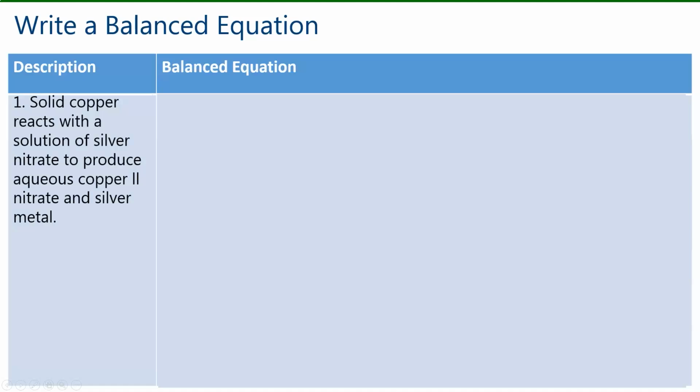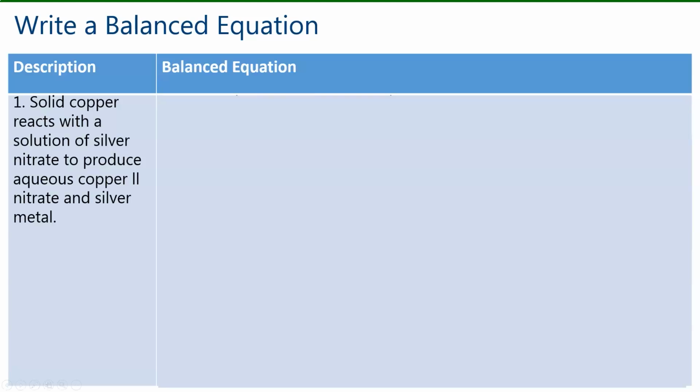Our first description tells us solid copper reacts with a solution of silver nitrate to produce aqueous copper(II) nitrate and silver metal. You may want to pause the video here while you balance this equation on your paper, and then press play again to reveal the answer.